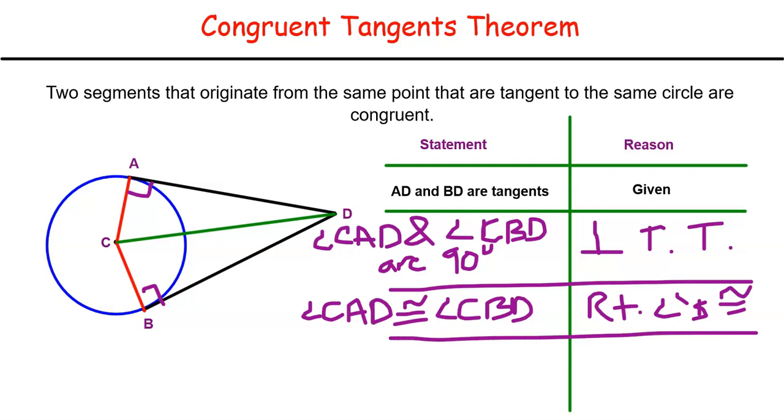Now we have two right triangles, and right triangles are easier to show that they're congruent than other types of triangles. Now that we have that angle, all we need to know are that the hypotenuse and one other set of sides are congruent, and we can use hypotenuse leg. Well, the hypotenuses of these two triangles are congruent because they're both CD, and CD is congruent to CD by the reflexive property.